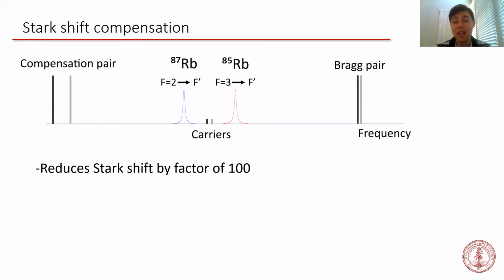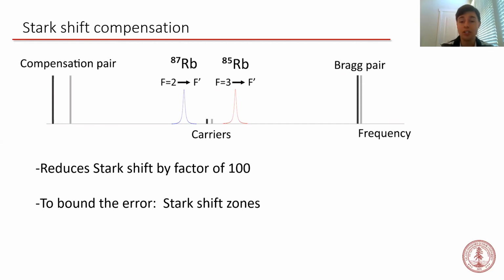Nevertheless, we can estimate that the residual Stark shift could still cause a systematic error at the 10 to the minus 12 level. So to bound this effect, we operate an 8ħk interferometer with twice as many optical pulses. The extra pulses, which we call Stark shift zones, are detuned from the two-photon resonance so that they do not drive Bragg transitions, but they effectively double the size of the Stark shift. And we observed no change in the differential phase when the extra pulses were added.